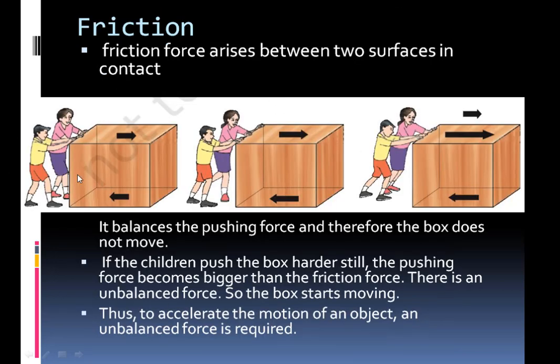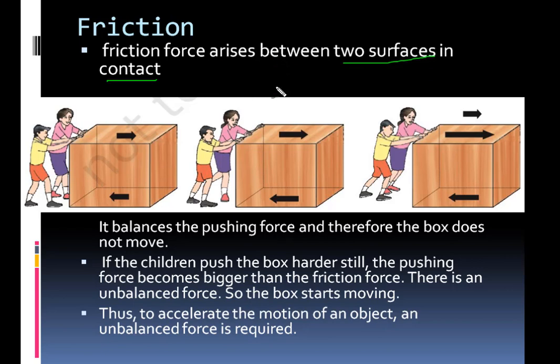What is friction? What is the meaning of it? Now, friction force arises between two surfaces in contact. Whenever there is a surface in contact, friction comes into the picture. Now, what is the meaning of this friction? Let us try to understand.